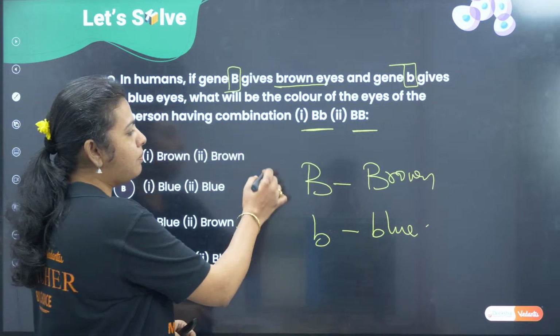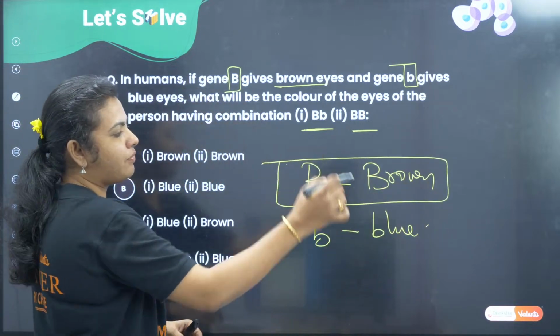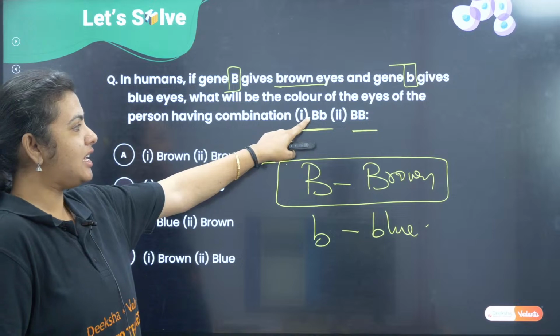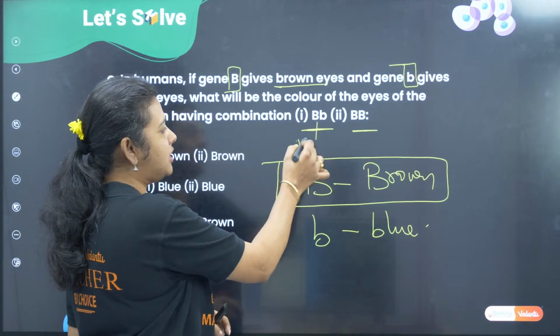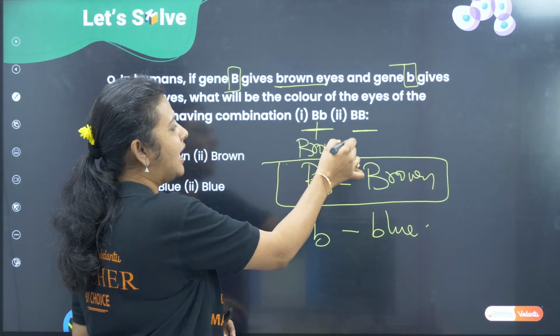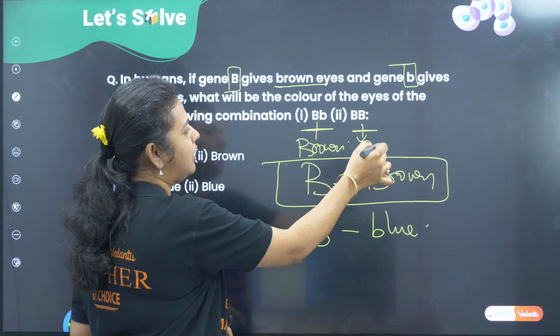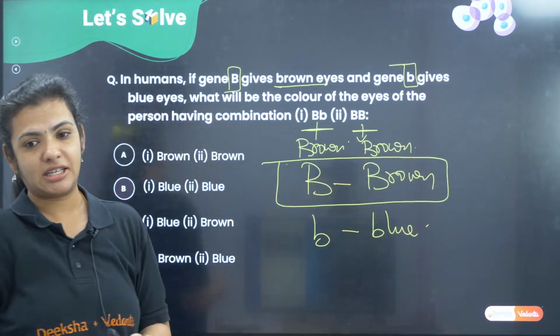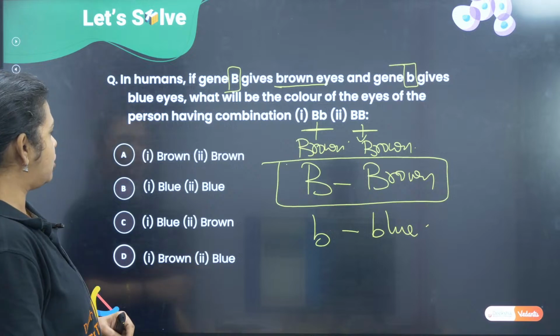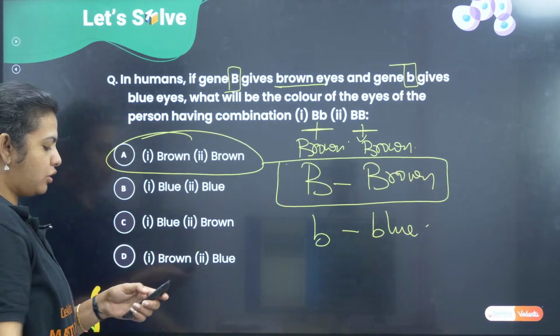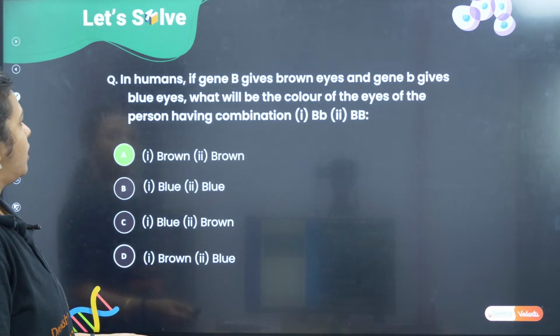So, here brown is a dominant allele and here we are seeing capital B, so definitely this person is going to have brown eyes, and this person is definitely brown because it is homozygous capital B. Alright, so it is brown and brown, very good.